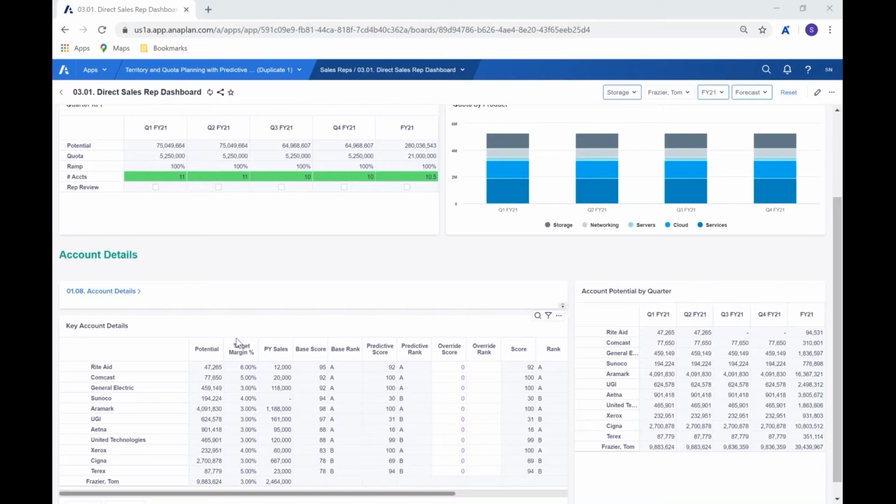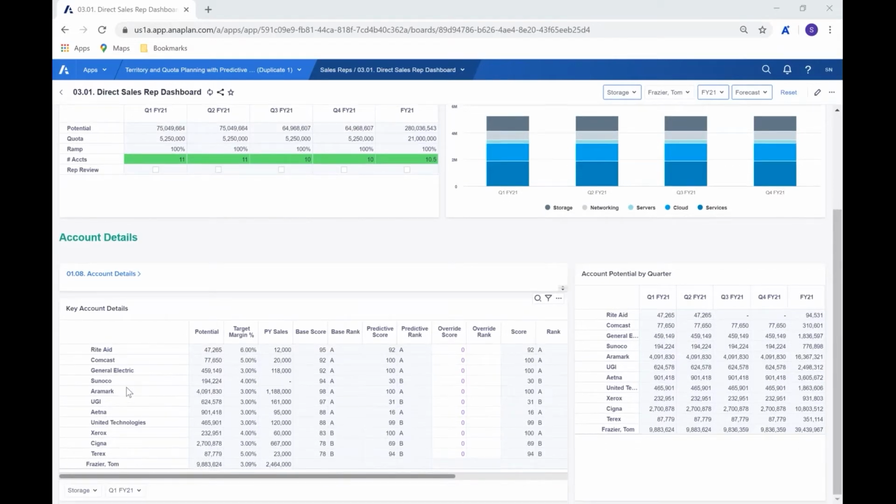Now, if we move away from the next steps for a moment in terms of how we got there and what we do with that information, in our key account details down here, we can see all of the accounts that relate to, in this case, Tom Fraser. And we can see the target margin, the potential sales that we see, the prior year sales, and most importantly here is our base score and our base rank.